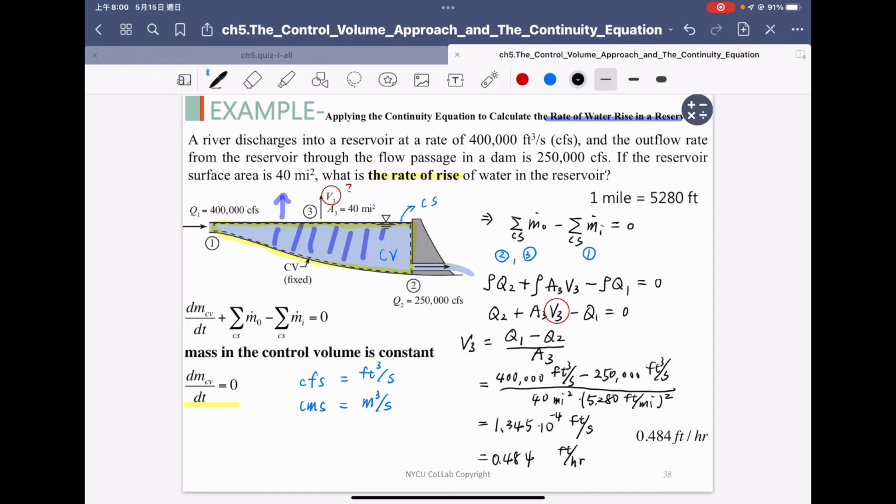Okay, so for this question, because we fix the control surface along the water volume's boundary, especially for this question we already know that the water surface is rising. So we are required to answer the rate of the rising of the water. So we have one condition: the mass in the control volume is always constant for this question.